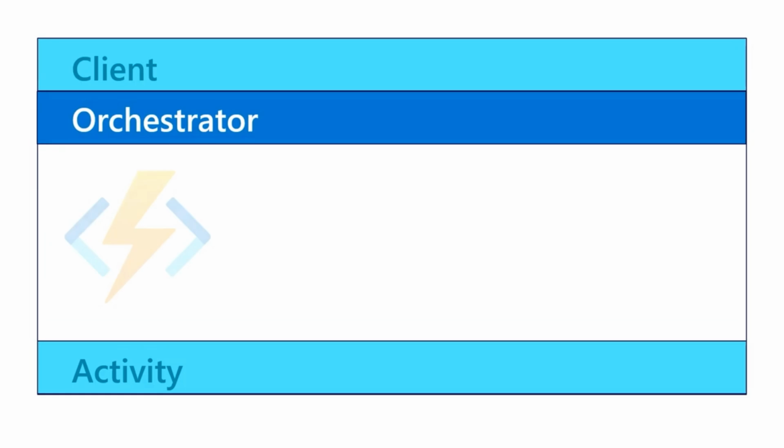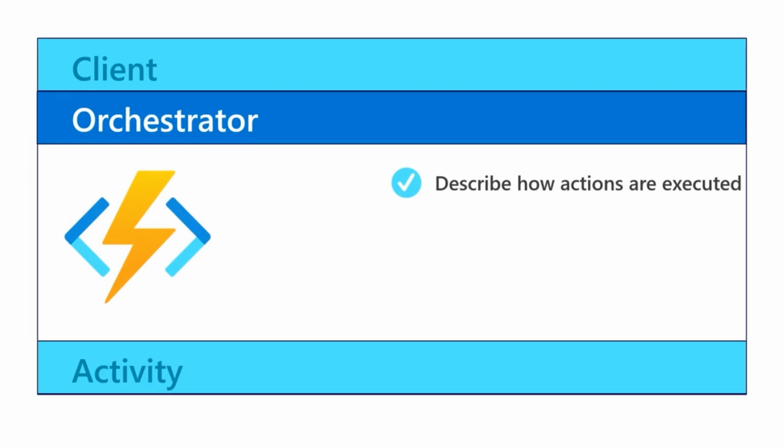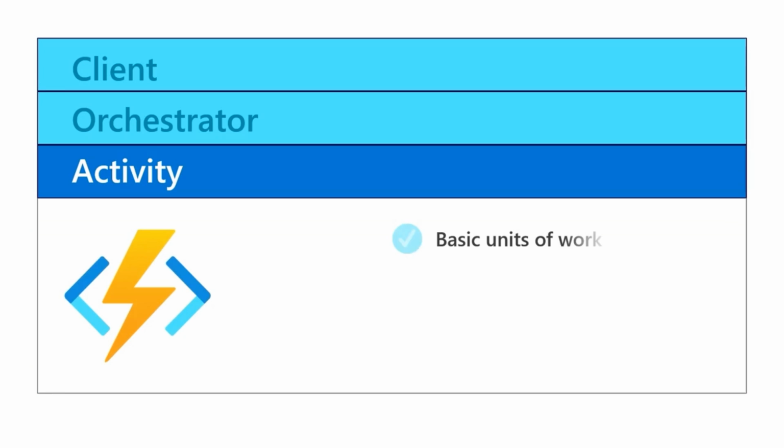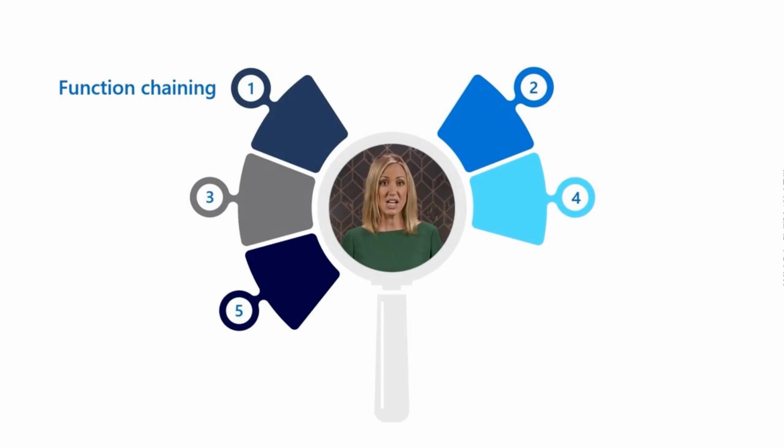Orchestrator functions describe how actions are executed and the order in which they are run. You write the orchestration logic in code, C# or JavaScript. Activity functions are the basic units of work in a durable function orchestration. An activity function contains the actual work performed by the tasks being orchestrated. You can use durable functions to implement many common workflow patterns. These patterns include function chaining, fan-out/fan-in, async HTTP APIs, monitor, and human interaction. Let's explore each of these patterns in a little more detail now.